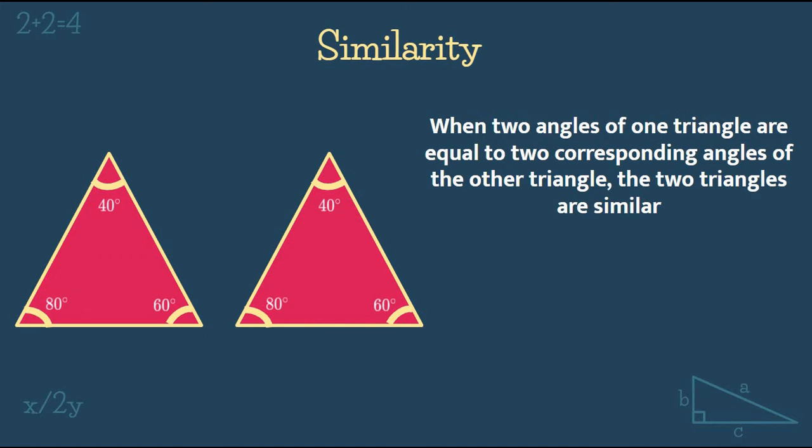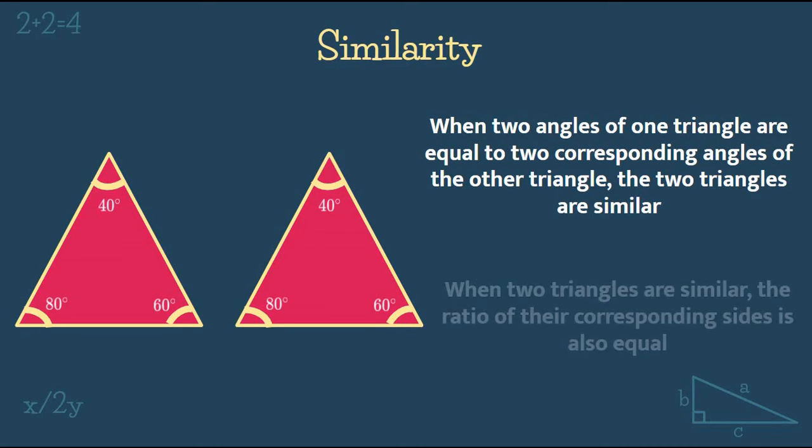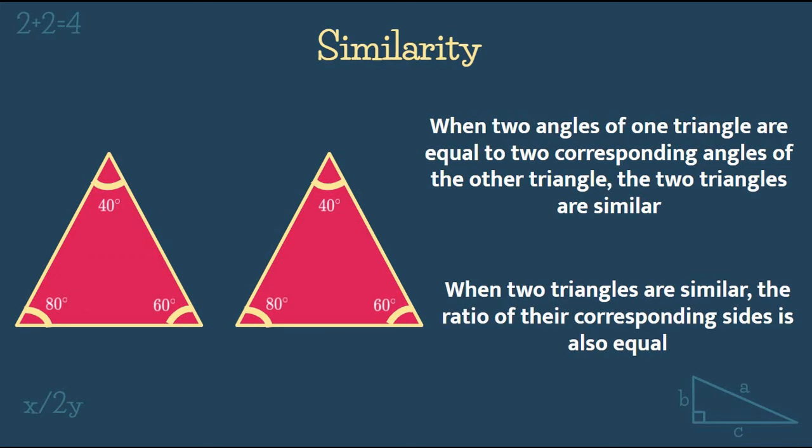Alright, so from similarity, we get to know that when two angles of one triangle are equal to two corresponding angles of the other triangle, the two triangles are similar. You would learn this in this chapter of similarity. So when two triangles are similar, the ratio of their corresponding sides is also equal. We can say that by the AA test of similarity, we can prove this exactly. AA similarity is nothing but angle-angle similarity. If two angles are equal, then the entire triangle is similar. So similarity is nothing but the same shape.